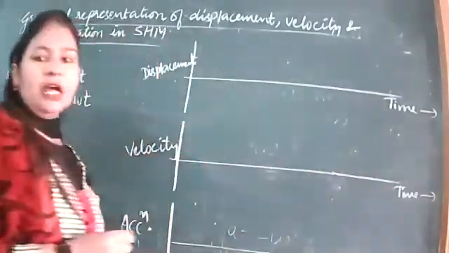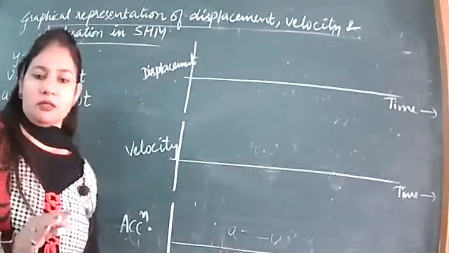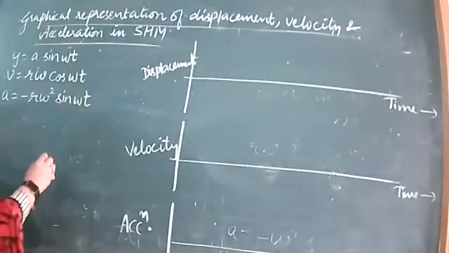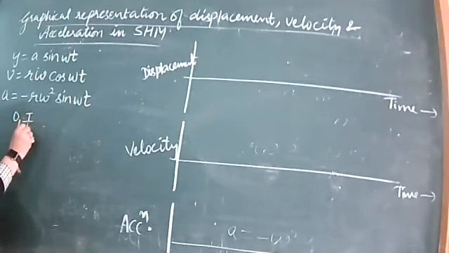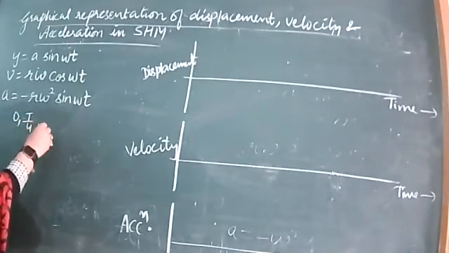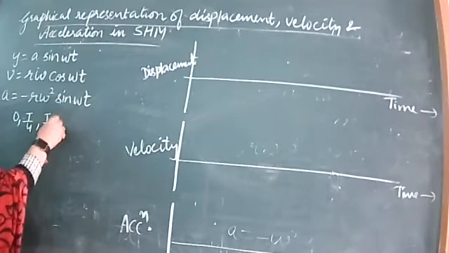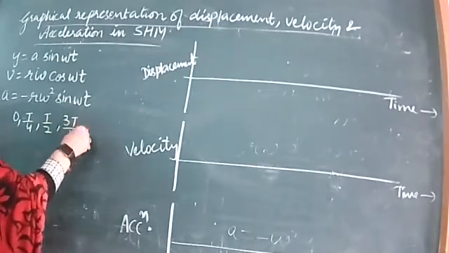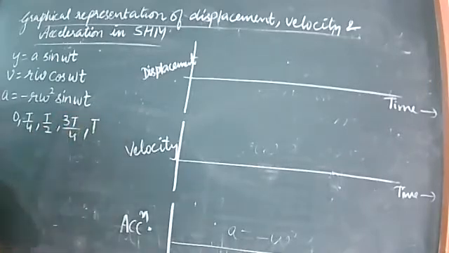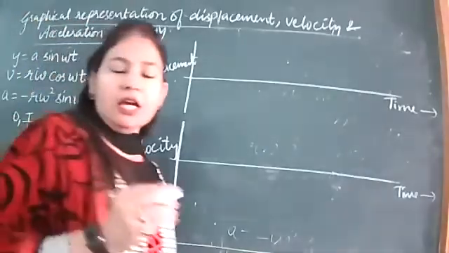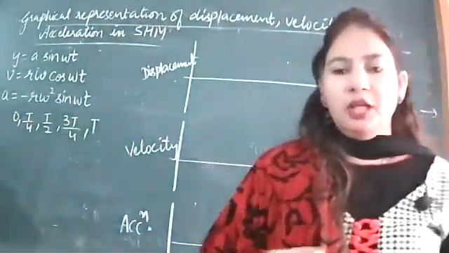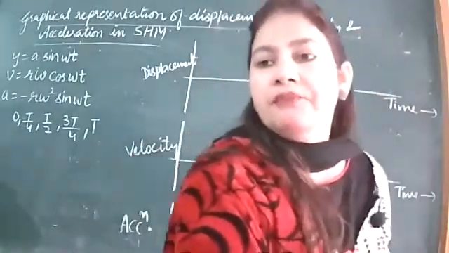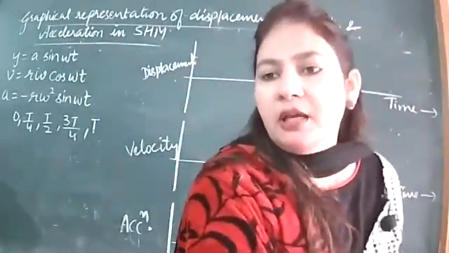Let us divide a time period into 5 equal parts. The parts will be like this: 0, T by 4, 2T by 4 means T by 2, 3T by 4, 4T by 4 means T. So we are dividing a time period T into 5 points, each of interval T by 4.